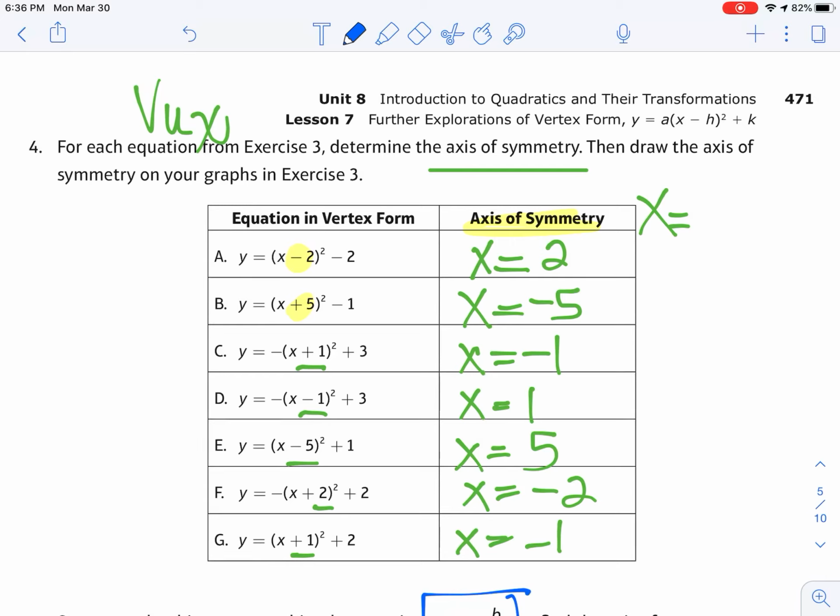If you just look at the values in the parentheses happening to x, you just take the opposite and that's your line of symmetry. It's easy enough to do when it's in vertex form because you get it just by looking at the equation. So again, you get the vertex and the AOS.